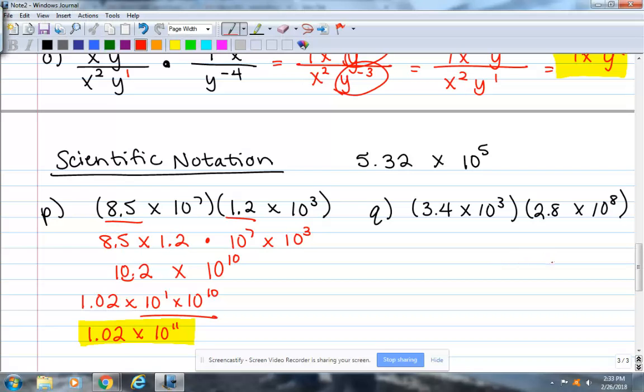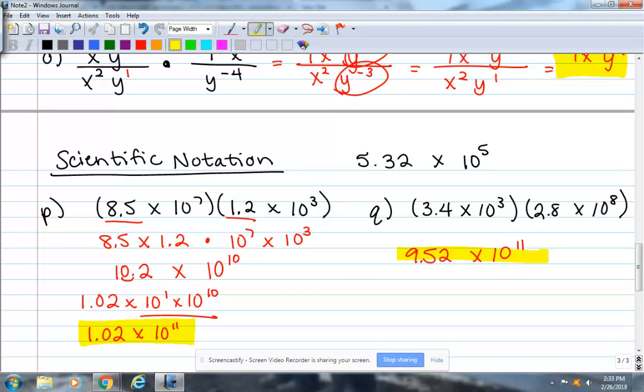What's 3.4 times 2.8? 9.52 times 10 to the... how do you get your exponent on your 10? You add the exponents on the 10s. What's 3 plus 8? 11. Is this answer in scientific notation, or do I need to fix it? It's already in scientific notation because I only got one digit before the decimal. I'm done.